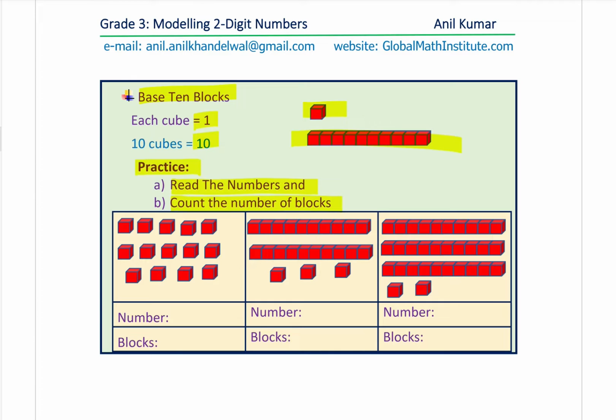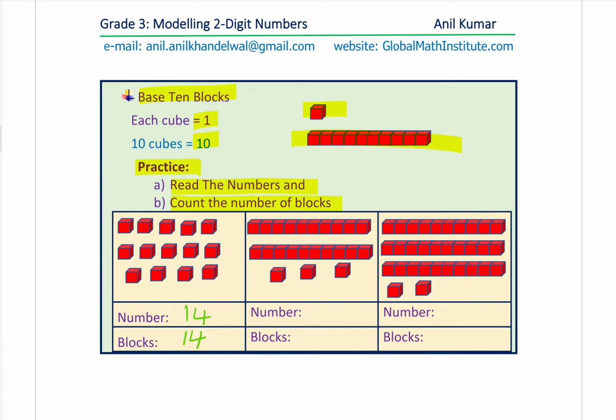Okay, let's read it. These are all ones. 1, 2, 3, 4, 5, 6, 7, 8, 9, 10, 11, 12, 13, 14. So we got 14 as the number. So this number is 14. And since they are all ones, number of blocks is also 14.